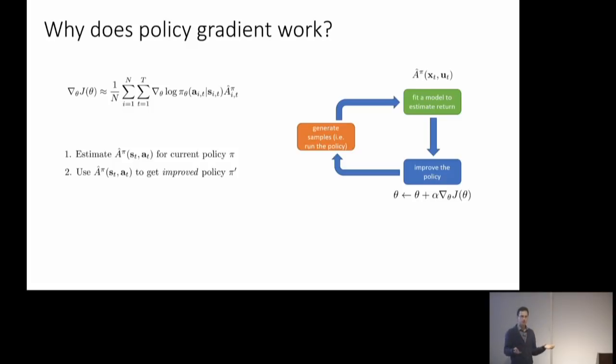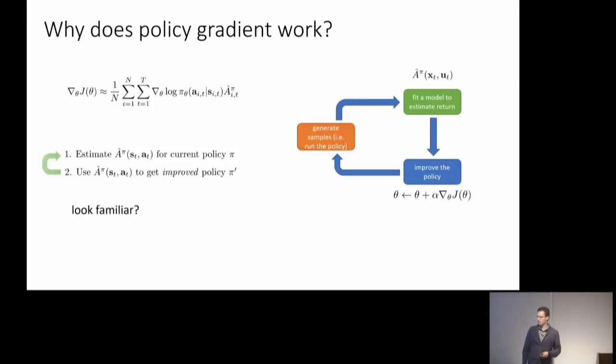So you've estimated your advantages. Those advantages tell you how much better some actions are than other actions in particular states if you then follow your old policy. And then you're going to use those advantage estimates to get a new policy pi prime that is better than your previous one. And the way that you get pi prime is by taking one gradient step.